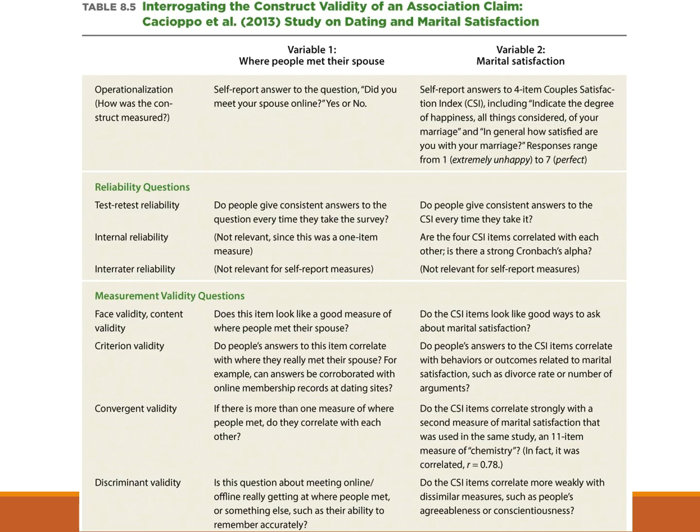And finally, discriminant validity. Is the question about meeting people online or offline really getting at where people met, or something else, such as their ability to remember accurately? In other words, is there something else going on? And with marital satisfaction, do the CSI items correlate more weakly with dissimilar measures, such as people's agreeableness or their conscientiousness? We'd expect it to be strongly correlated with similar measures and less strongly correlated with less similar measures.